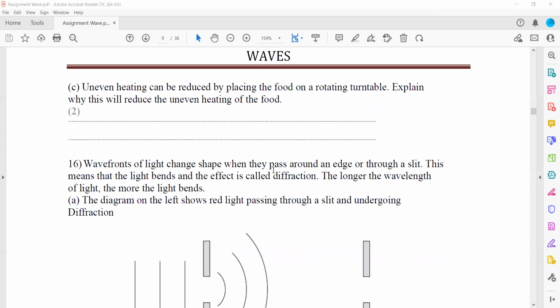Uneven heating can be reduced by placing the food on a rotating turntable. Explain why this will reduce the uneven heating. Look, yesterday we discussed this concept, if you place a food, as a result of destructive interference, there are cold spots. For example, these blue parts are representing the cold spots. So how can we overcome this cold spot? You will always find in a microwave oven there is a turntable which is rotating when you place the food inside the microwave oven. What is the reason for that?